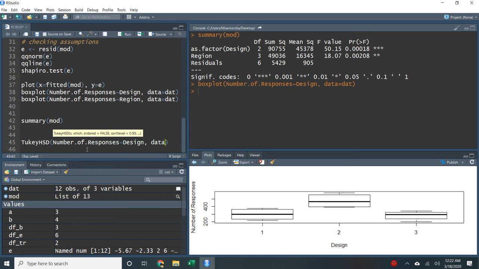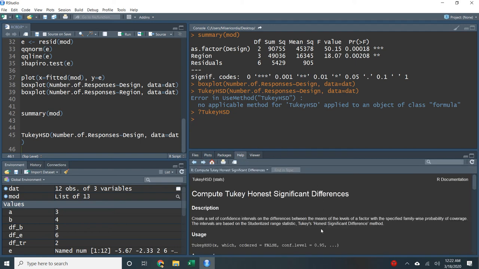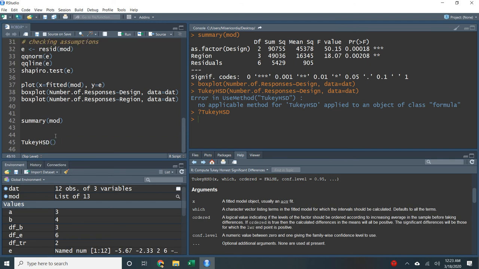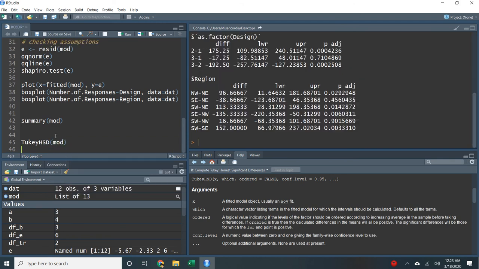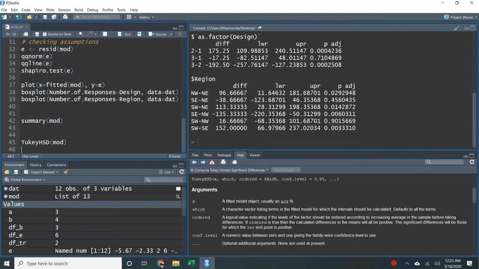By design, data equals dat. Oh, I guess we can't. Tukey HSD. Thought we could, but it yelled at me. Oh, I'm sorry. It wants us to give it the AOV. So not give it a new formula. We have to give it the AOV. So instead of giving it the model, let's give it the AOV. Let's give it the mod. That's it. So in this case, we can see that it breaks down by our 2 different factors.